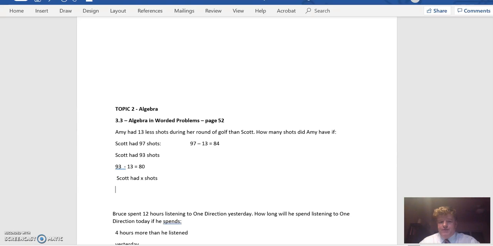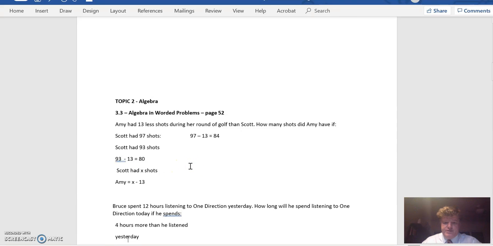We want to write a rule for Scott having X shots. X might be 50 shots, 60 shots, 70 shots. So it's going to be X minus 13. So Amy is going to equal X, which is what Scott had, minus 13. So Amy's score is going to be 13 shots less than Scott. When Scott has X, it's just X minus 13, just as when Scott had 97, it's 97 minus 13, and 93, it's 93 minus 13.